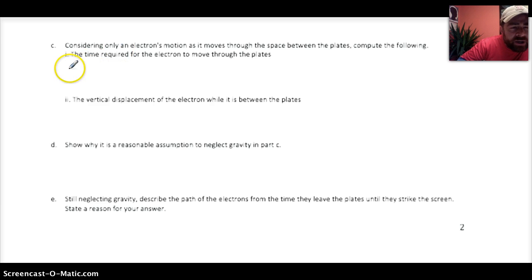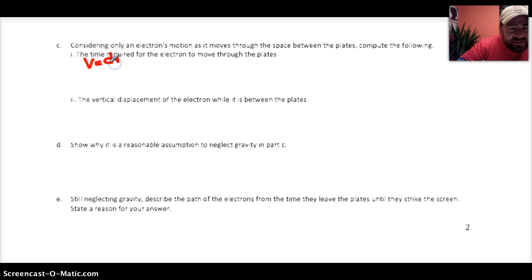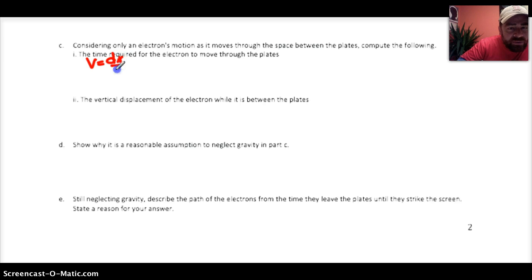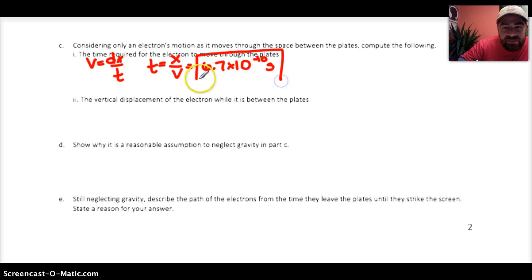All right, so now I can say that velocity is equal to x distance, in the x direction, over time, and I'm going to solve for time. So time is going to be that x distance, which is 0.04, divided by the velocity, and when I run that through my calculator, I get 6.7 times 10 to the negative 10 seconds. Okay, so there's my answer for the amount of time that it takes to make it through the plates.